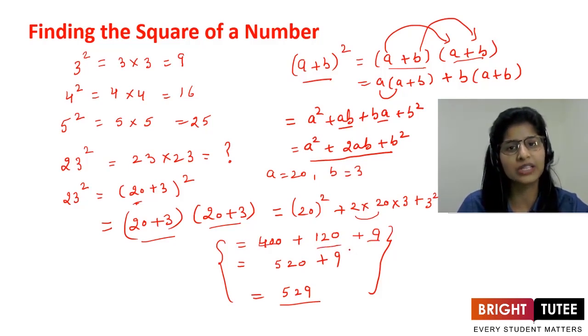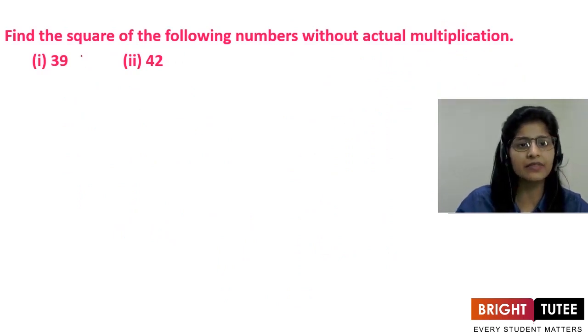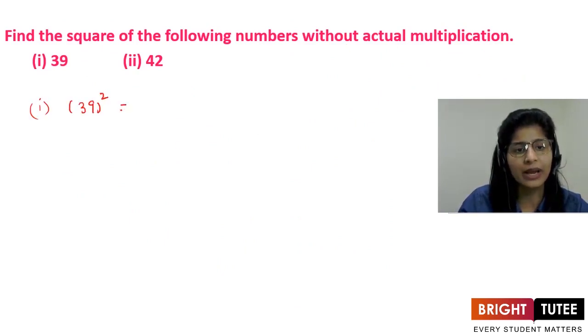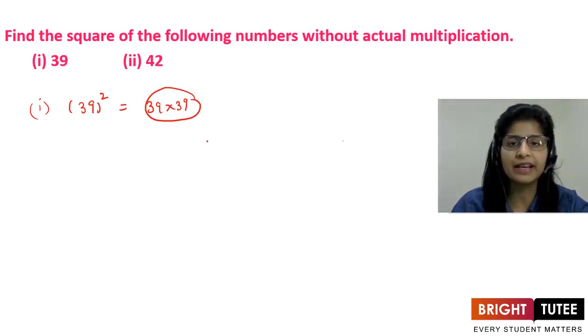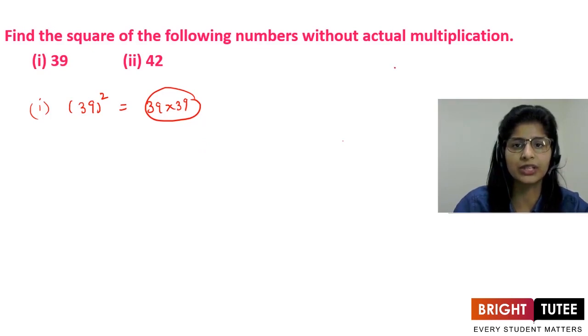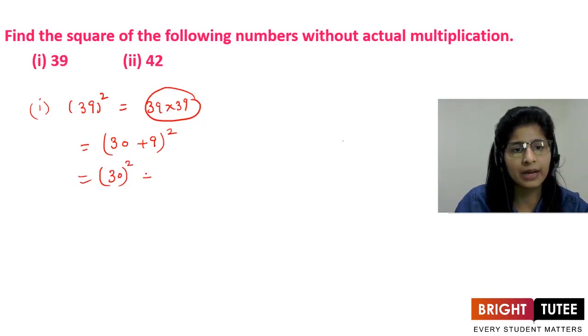Okay, let's practice some more examples. Just see here, they're asking to find the square of the following numbers without actual multiplication. That means if I have to find the square of 39, I don't have to multiply 39 with 39. Without actually doing the multiplication, we have to solve it. So to simplify our calculation, 39 can be written as 30 plus 9 whole square. It can be written as 30 square plus 9 square plus 2 multiplied with 30 multiplied with 9.